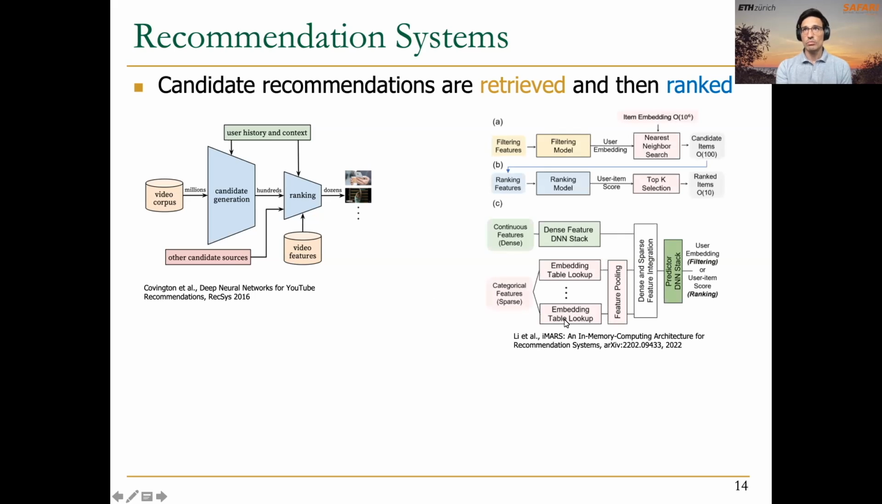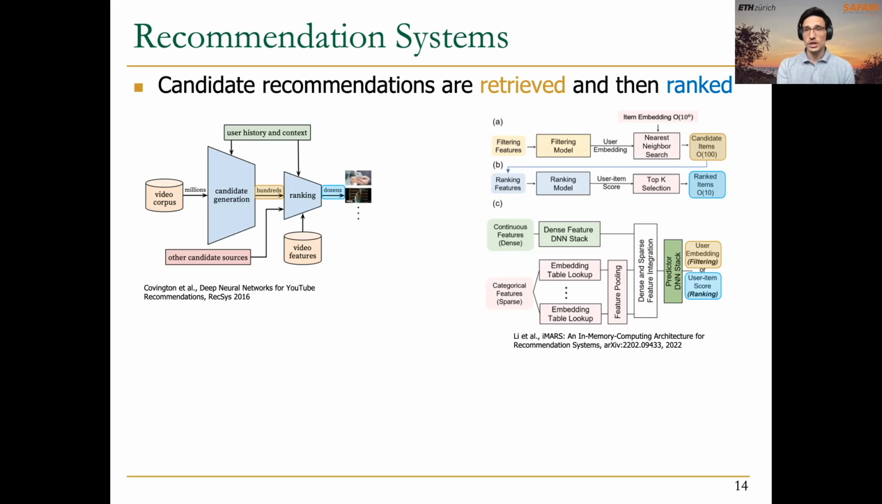Here you can see another view of a similar system. First of all, we have this filtering model to find the candidate items, for example videos in YouTube, that are later ranked, and we reduce the number of ranked items to the order of magnitude of a few tens or dozens. This filtering model and this ranking model may look more or less like the one that you can see in figure C. This is both for filtering and for ranking.